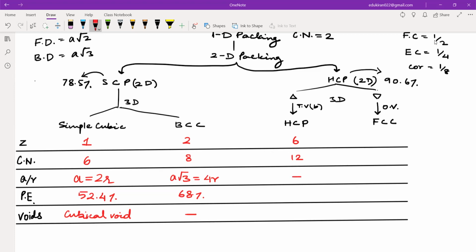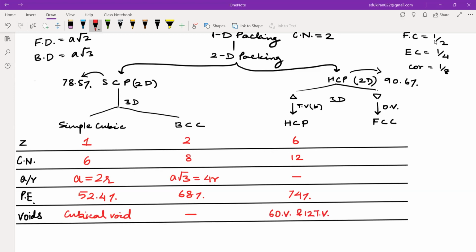Okay. Packing efficiency? 74%. Void. Here we have 6 octahedral voids. This is important, that is why I am writing how many voids are there: 6 octahedral voids and 12 tetrahedral voids.